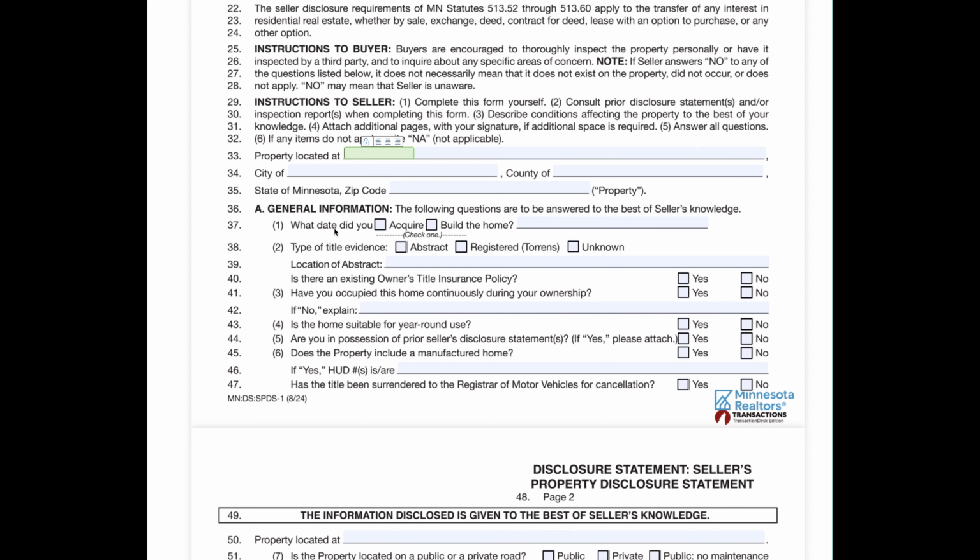Number 4, is the home suitable for year-round use, right? This would be a really straightforward answer. If the house doesn't have heat and you're in Duluth, right, is it suitable for year-round use? The answer is no. Are you in possession of a prior seller's disclosure statement?